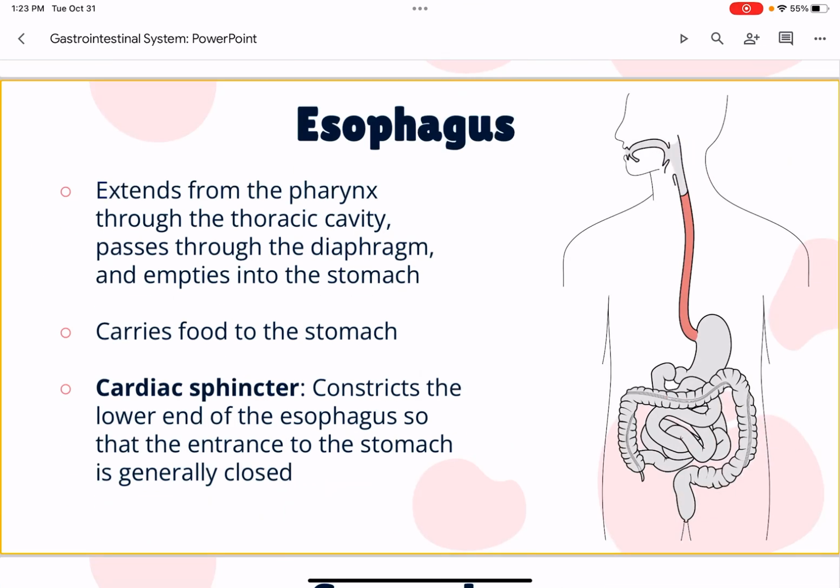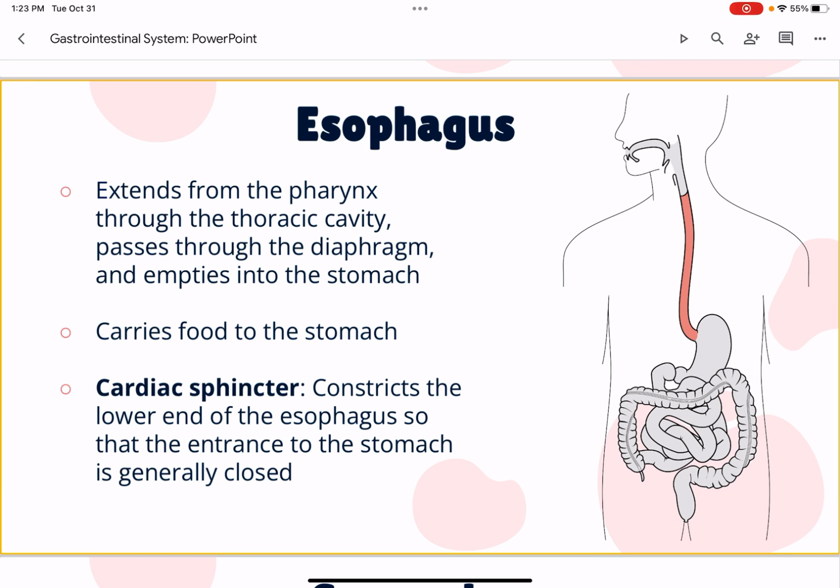Next is the esophagus. It extends from the pharynx through the thoracic cavity, passes through the diaphragm, and empties into the stomach. It carries food to the stomach. The bolus is swept through the pharynx and into the esophagus by peristalsis, waves of muscle contraction.